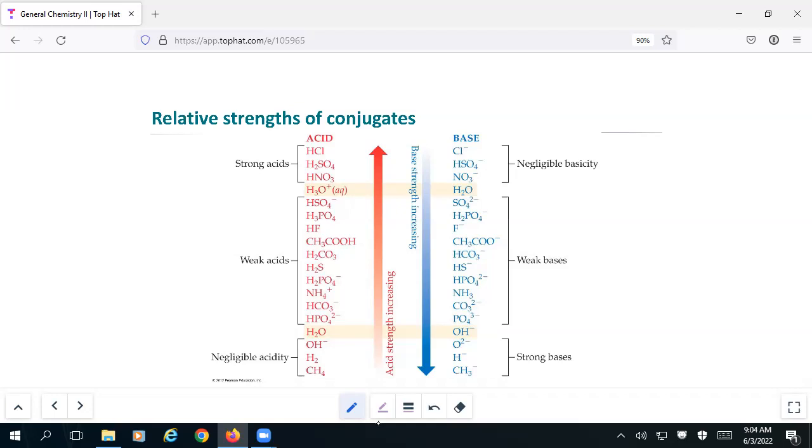So first of all, up here in the top of the acid strength list, you have all of your strong acids, your hydrochloric, your sulfuric, your nitric. In between there, you've got the hydronium ion. Hydronium ion is really present as an acid only in the fact that it's what those strong acids react with to make.